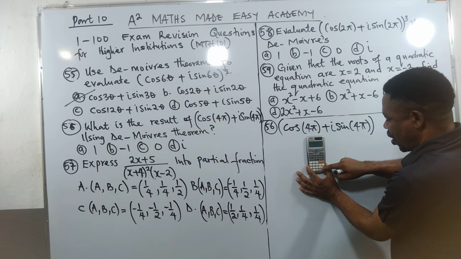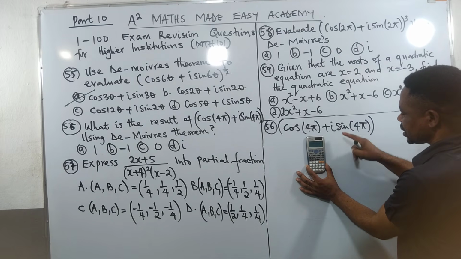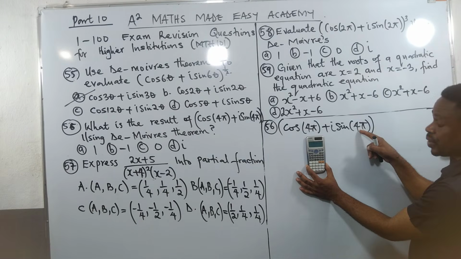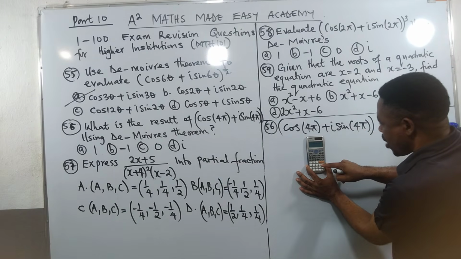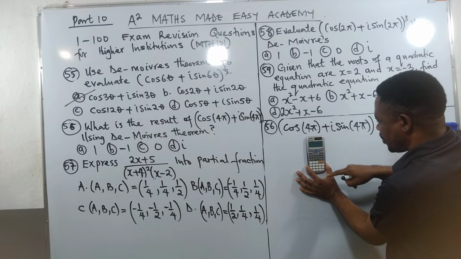Then the next thing is plus, introduce i. Punch ENG, then you punch sin. Are you with me now? Then let's key in 4 times 180. I will have with me 4 times 180 degrees. Then close. Am I communicating now?